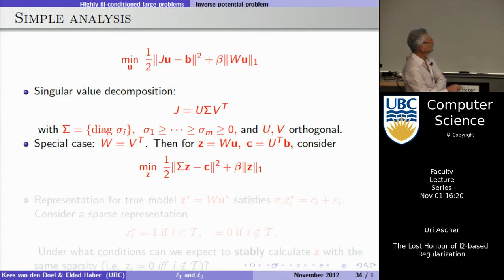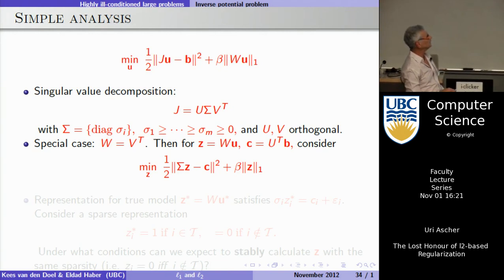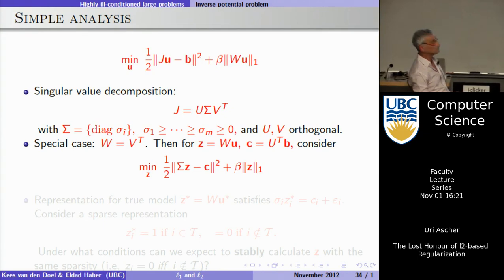So we look at the two norm, once again, data fitting with two norm plus beta times the one norm of WU. Let's say that this matrix J, with more columns than rows, has this singular value decomposition U sigma V transpose, where the matrix sigma is diagonal and U and V are orthogonal. Let's assume, as in the simplest case, that W here is actually V transpose. Then I can define Z to be WU, and everything is diagonalized. In other words, the matrix J has been replaced by a diagonal matrix.